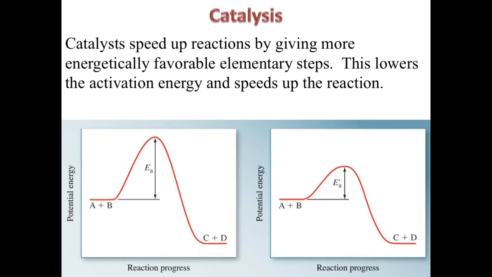Catalysts speed up reactions by giving more energetically favorable elementary steps. This lowers the activation energy and therefore speeds up the reaction. In some cases, what a catalyst will do, in addition to lowering it, is provide another pathway. And so what you may see is something that looks like a camel. It goes up and a little up and then down. So you end up with a couple of barriers to get over, but those barriers are low enough that they don't get as big as the overall activation energy.